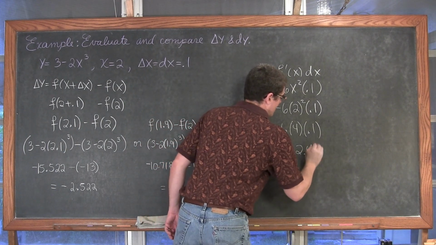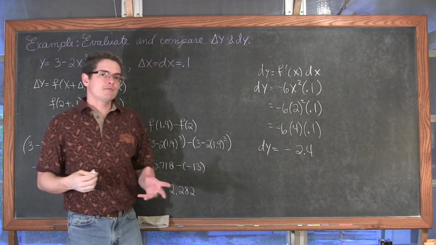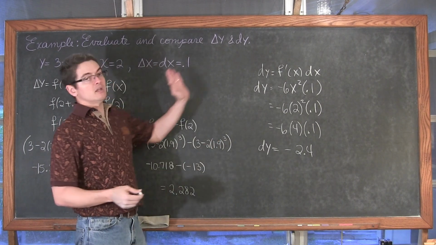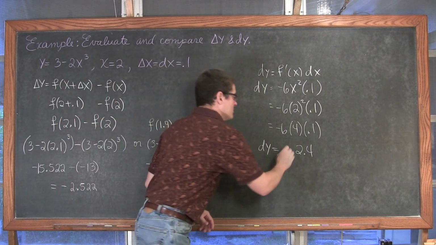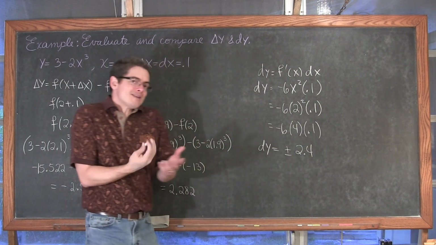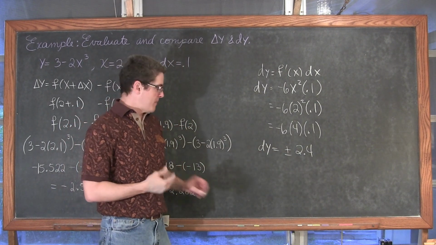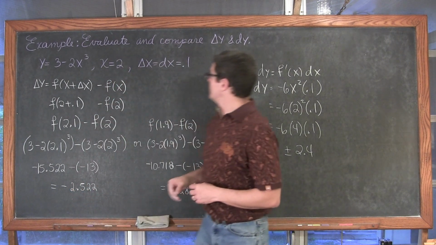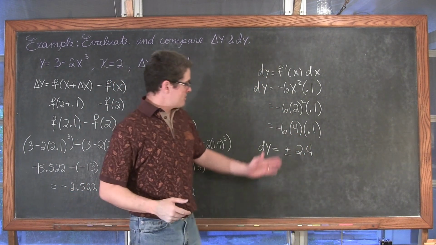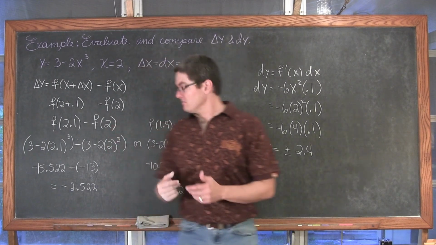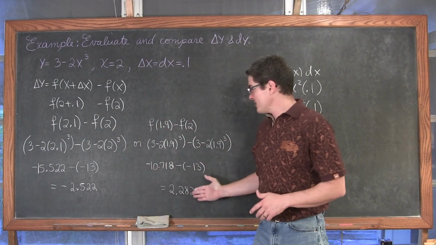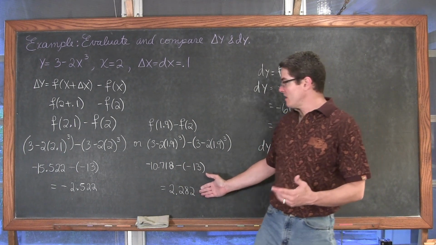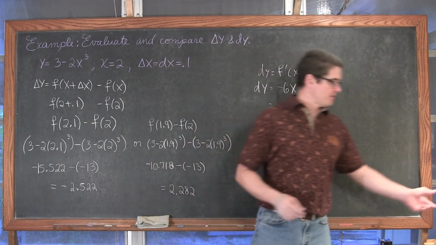2.4. Now again, we don't know if this delta x is just simply getting larger or smaller, so we'll come back here and say that our estimated change in y based on the tangent line from the x value of 2 is going to be plus or minus 2.4, and we can see that plus or minus 2.4 is a pretty close approximation of our actual change in the function.